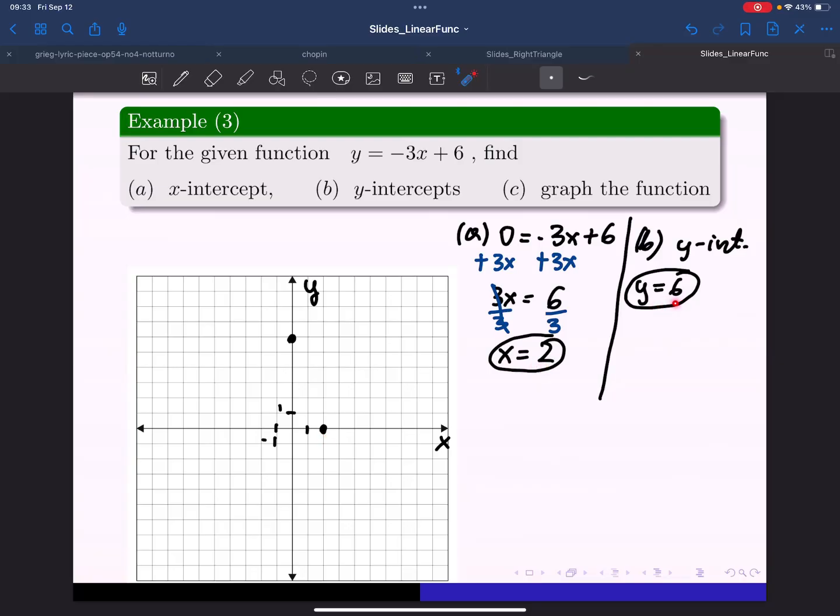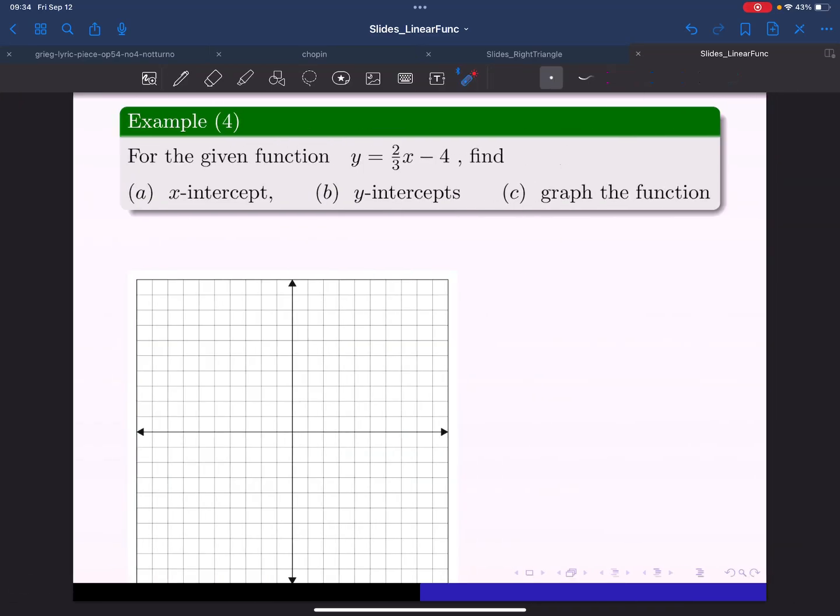On the y-axis, this is the y-intercept, so we mark it 6. So we have 1, 2, 3, 4, 5, 6. And then we draw the line going through those two points. And that line is y is equal to minus 3x plus 6. If we draw it more precisely, we would be more accurate.